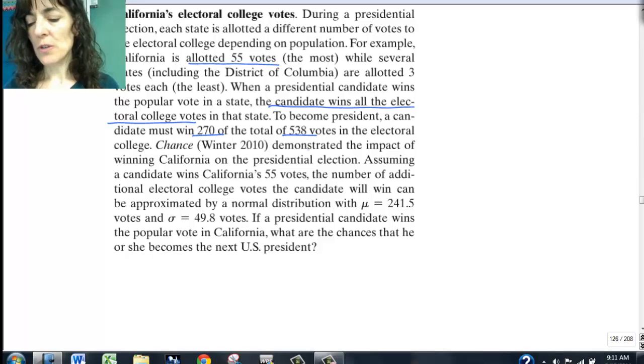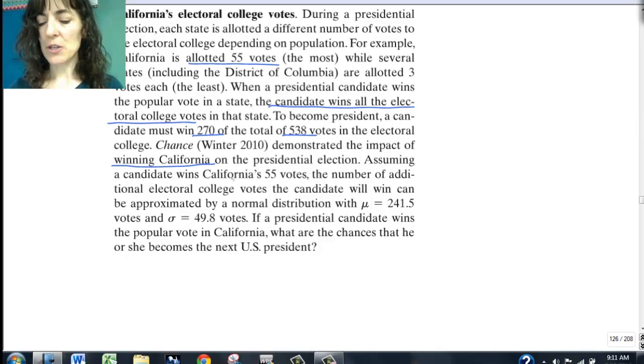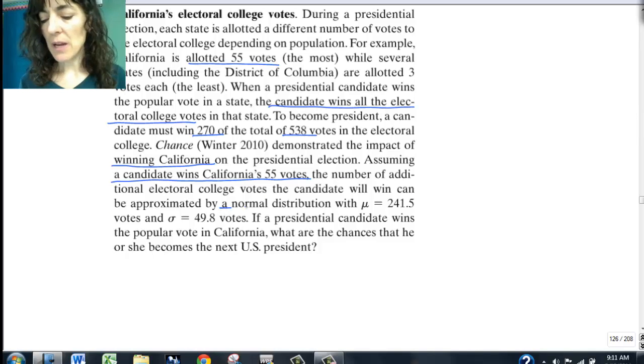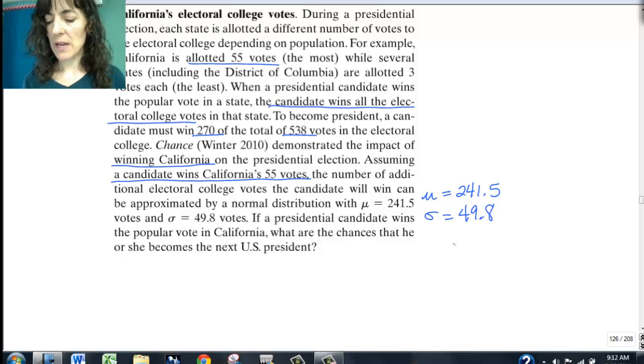Chance Journal demonstrated the impact of winning California on the presidential election. Assume a candidate wins California's 55 votes. The number of additional Electoral College votes the candidate will win can be approximated by a normal distribution with a mu of 241.5 and sigma of 49.8. If a presidential candidate wins the popular vote in California, what are the chances that he or she will become the next U.S. president?